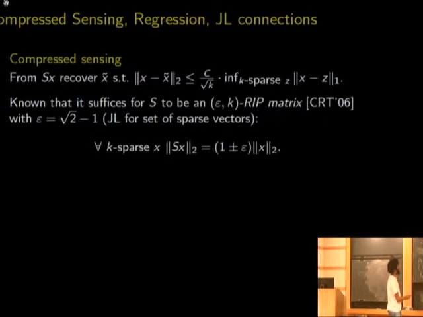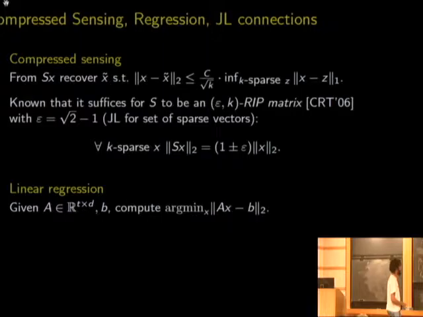And it's known that it suffices for S to be what's called an RIP matrix for this to work. And what's an RIP matrix? This looks a lot like JL. RIP just means S preserves the norms of all sparse vectors.